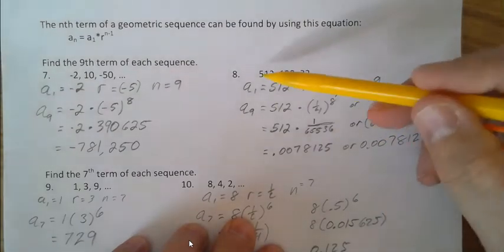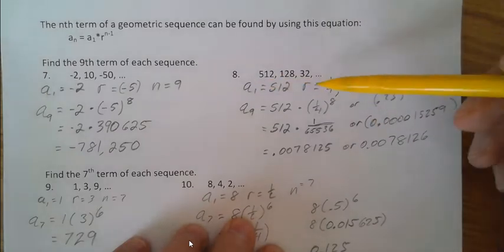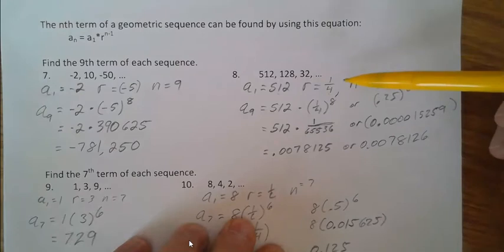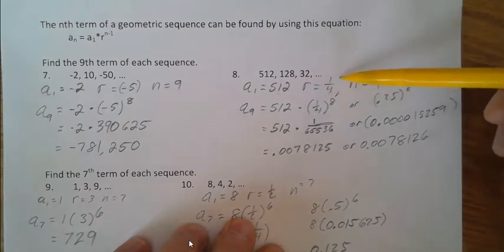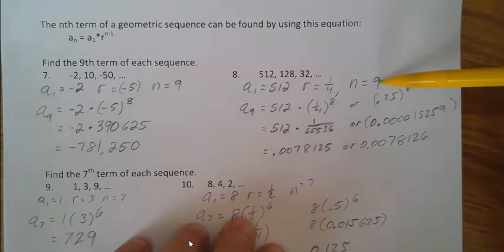All right, number 8. Here we are, some of you might think right away dividing by 4. Don't think that in this problem, because you're using a ratio, don't think you're going to use divide by 4. You have to think of it as multiplying by 1/4. Okay, that's your r, first term, and your n.